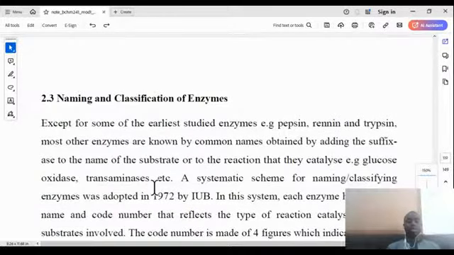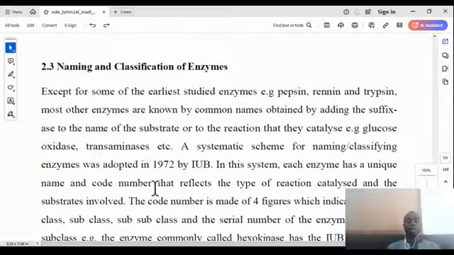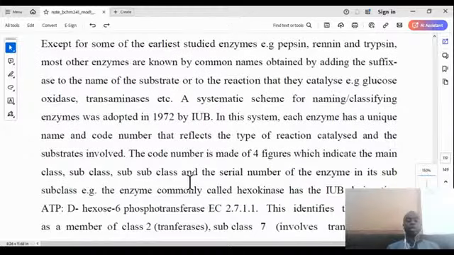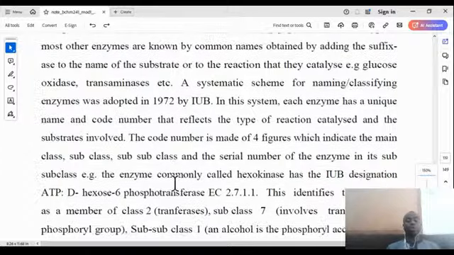So we have a systematic scheme for naming or classifying enzymes, which was adopted in 1972 by the International Union of Biochemistry, which is now named the International Union of Biochemistry and Molecular Biology. In this system, each enzyme has a unique name and a code that reflects the type of reaction catalyzed by the enzyme and the substrates involved. This code is a 4-digit number. The first number indicates the class, the second number indicates the subclass, the third number indicates the sub-subclass, and the fourth number indicates the serial number of that particular enzyme in the subclass.